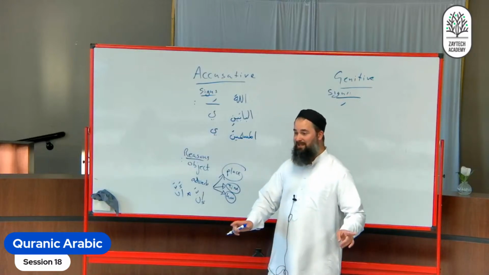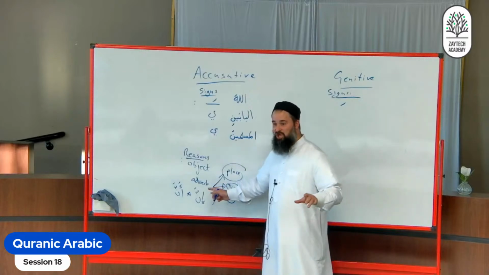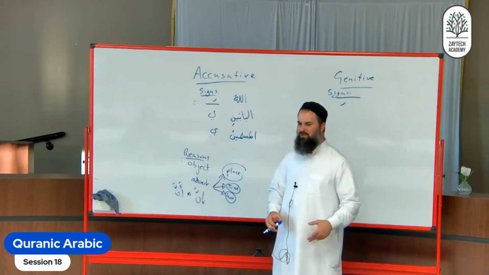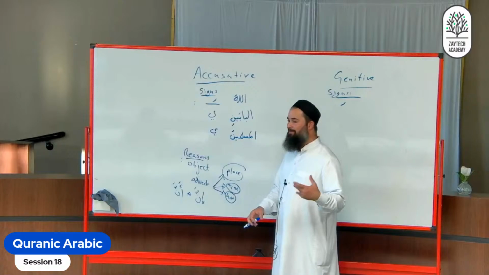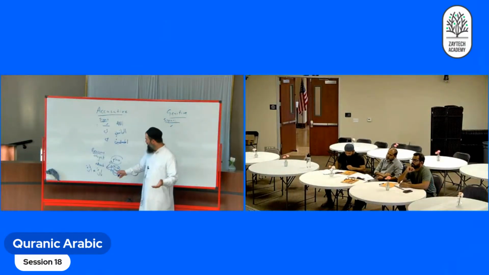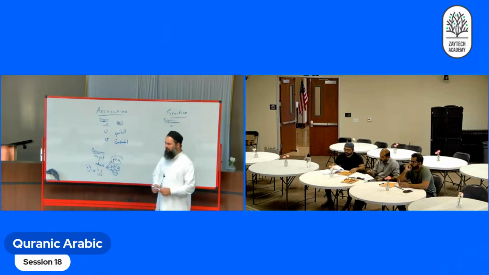Ja'u Muslimina. They came submitting. Adverb. Ja'u Shakirina. They came showing appreciation. Ja'u ridaban. They came angry. They were angry when they came. What state were they in? How did they come? What state were they in when they came? Ridaban. They were very angry. Right?